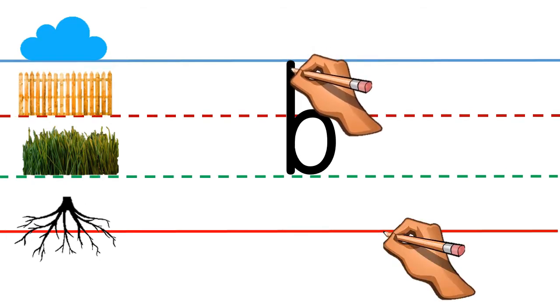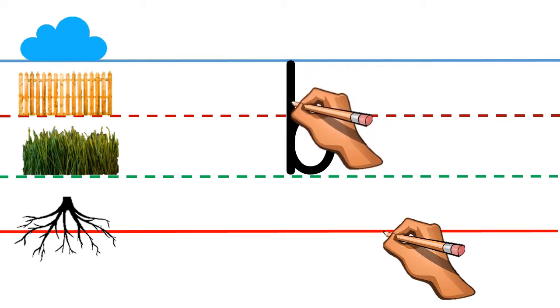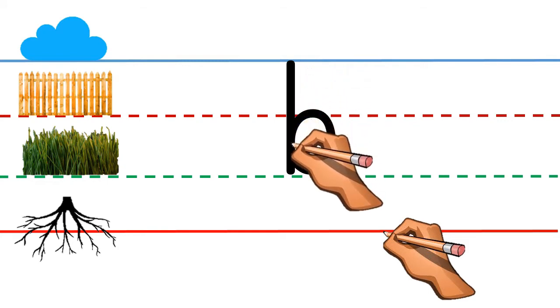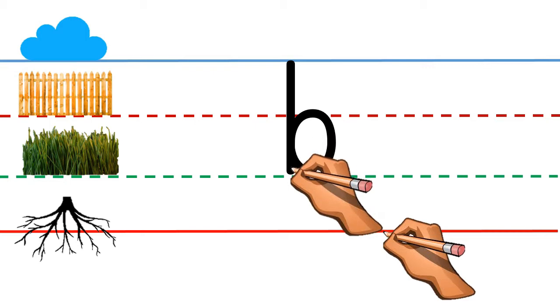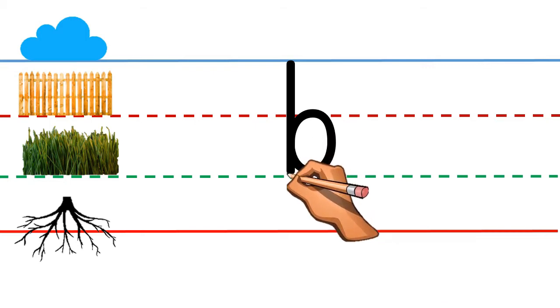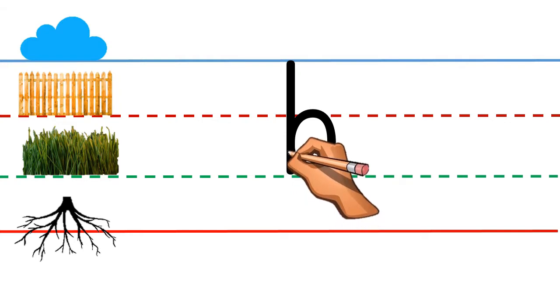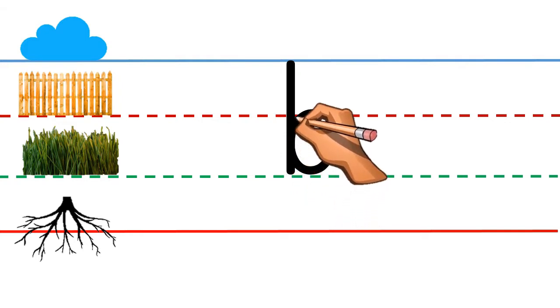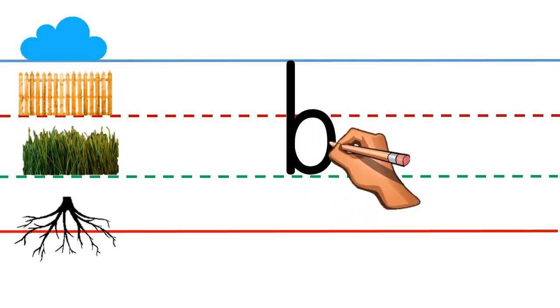Put your pencil on the skyline. Come down straight and touch the grass line. Now go up, touch the fence line. Now make a semicircle while touching the grass line.